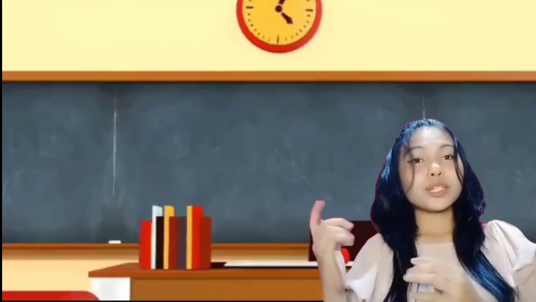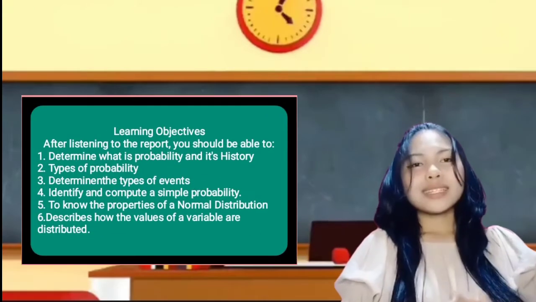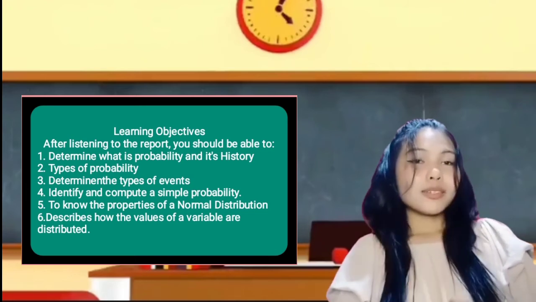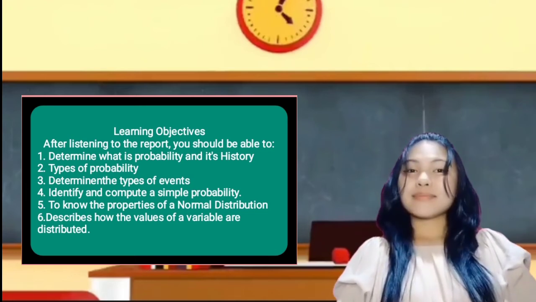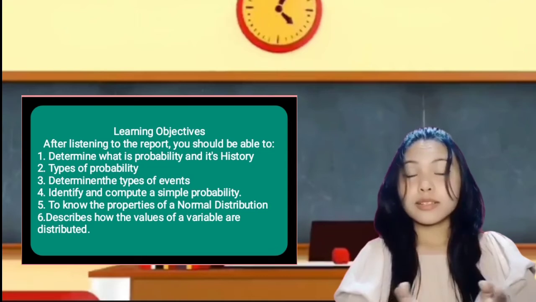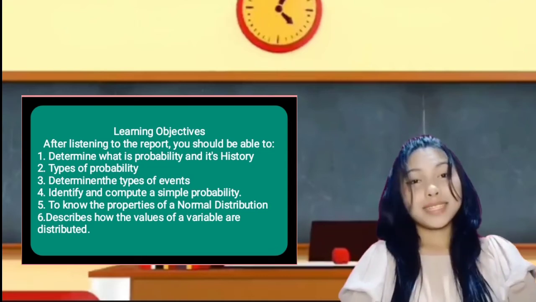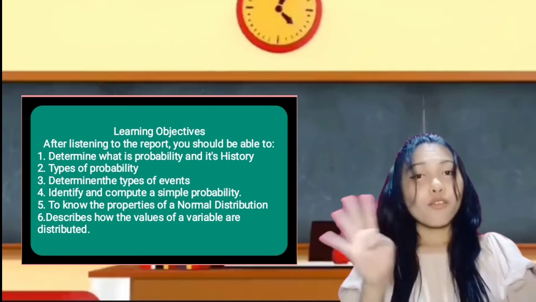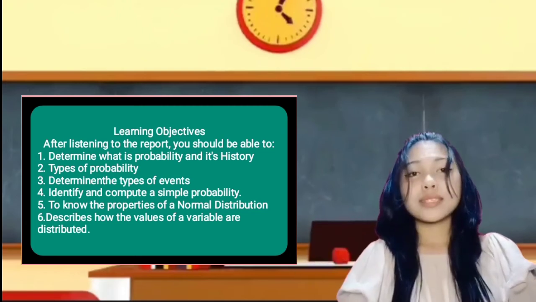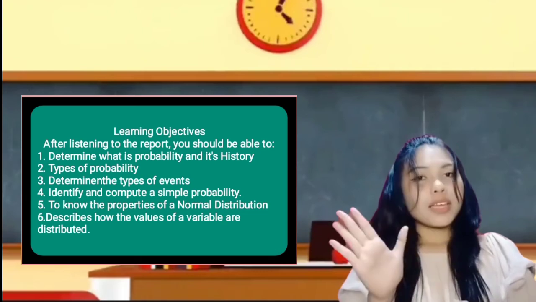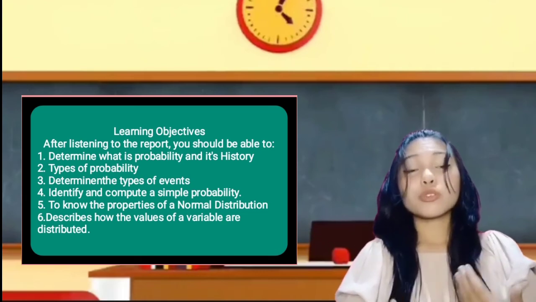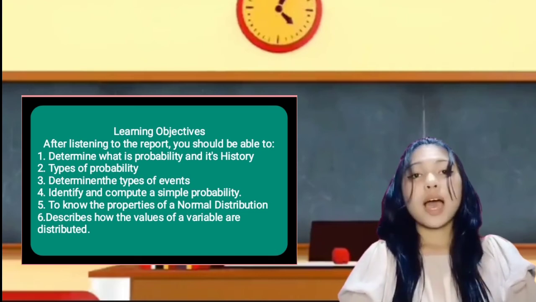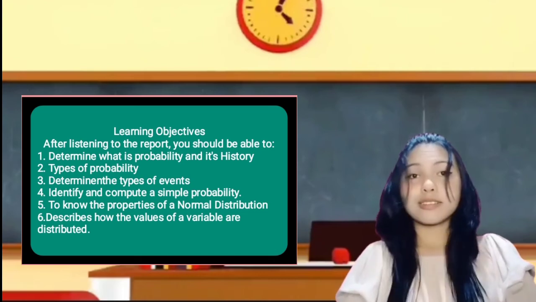First, we have the learning objectives. After listening to our report, you should be able to: 1. Determine what is probability and its history. 2. Types of probability. 3. Determine the types of events. 4. Identify and compute a simple probability. 5. To know the properties of a normal distribution. And the last, number 6, describe how the values of a variable are distributed.